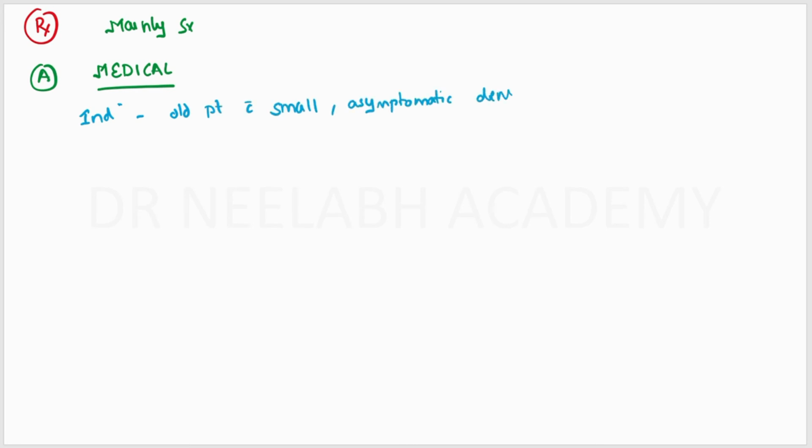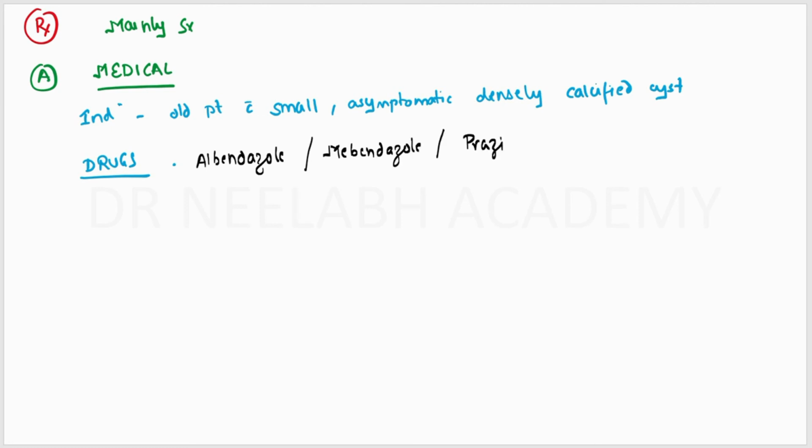Now the treatment includes surgical and medical. The mainstay is the surgical treatment. Medical treatment is indicated when patients are old and have a small asymptomatic densely calcified cyst. The drugs that are used are albendazole, mebendazole and praziquantel. The dose of albendazole is 400 mg BD for 28 days. Some people also prefer pre-op steroids.